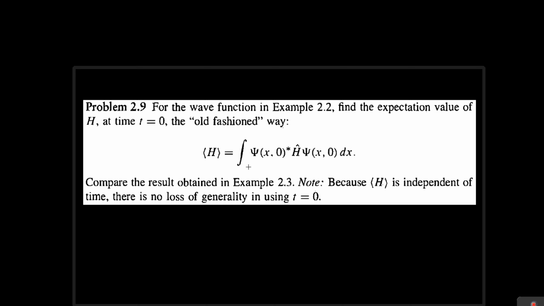In this problem, we need to solve example 2.3 again, but this time we're going to use the Hamiltonian operator. So first of all, let us remind ourselves what example 2.3 is. We had this wave function, and then we were given that it looks something like this.